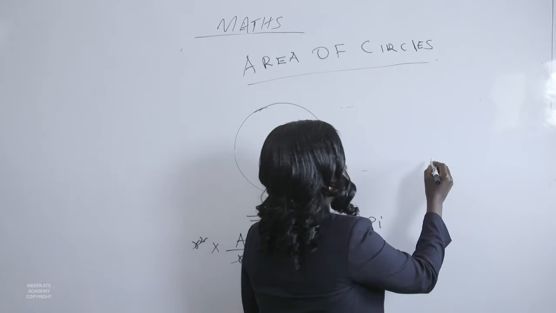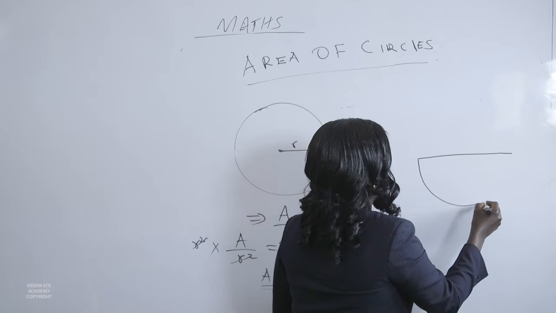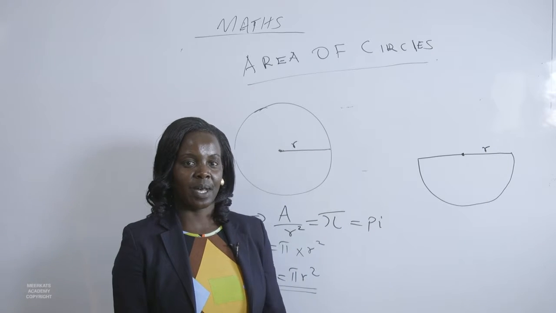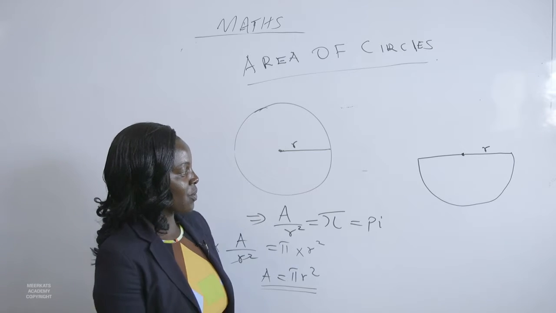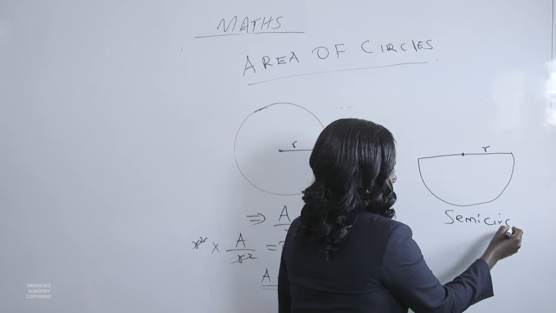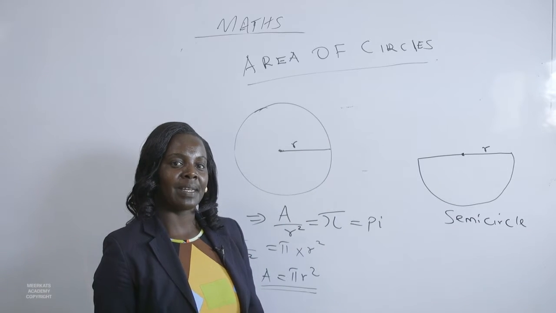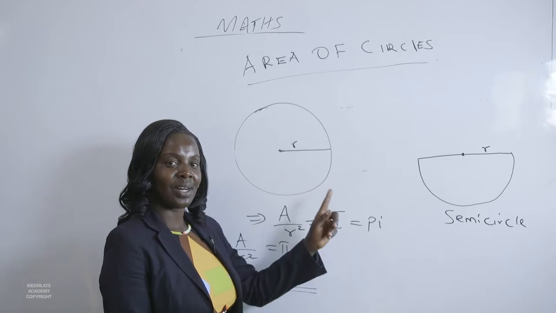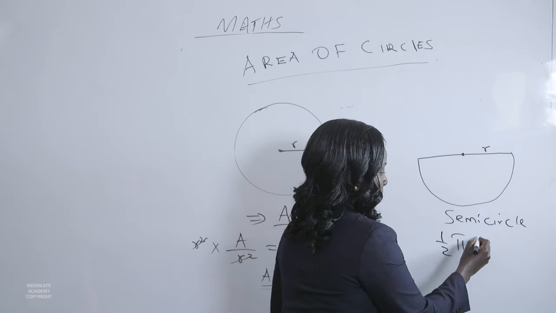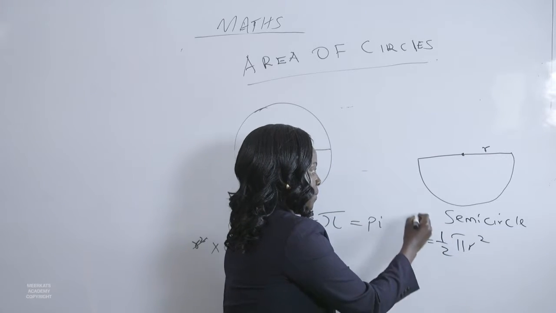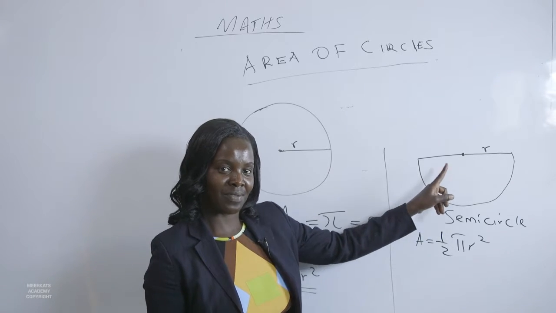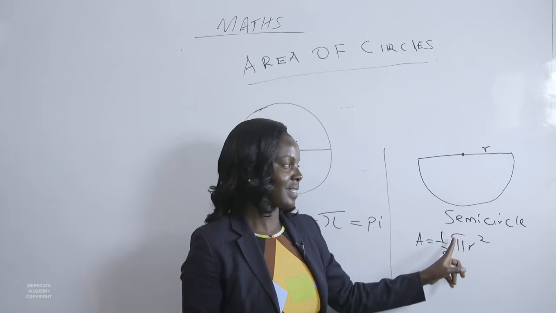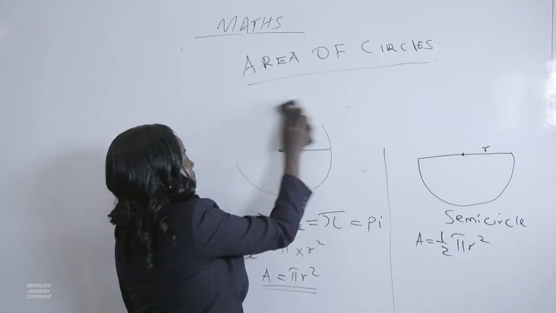If we are given a half of the circle, how do we find the area of a half of a circle? Half a circle is called a semicircle. For you to be able to find the area of a semicircle, because this is a half, you multiply a half by the area of the whole circle. If we say pi r squared, it will give us the area of a full circle. We then multiply by half to give us the area of that particular semicircle.